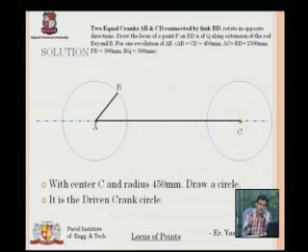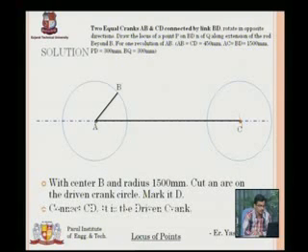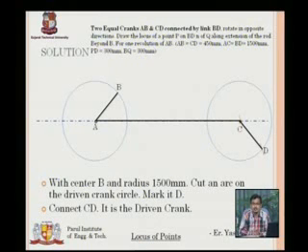I have already drawn the crank circle, so I'll move on with radius equal to 1500 mm and center equal to B. I'll cut an arc on my circle and name it D. This is my driven circle on which I have cut the arc, and this is my driven crank. Now I have the static link, I have my driving crank, I have my driven crank.